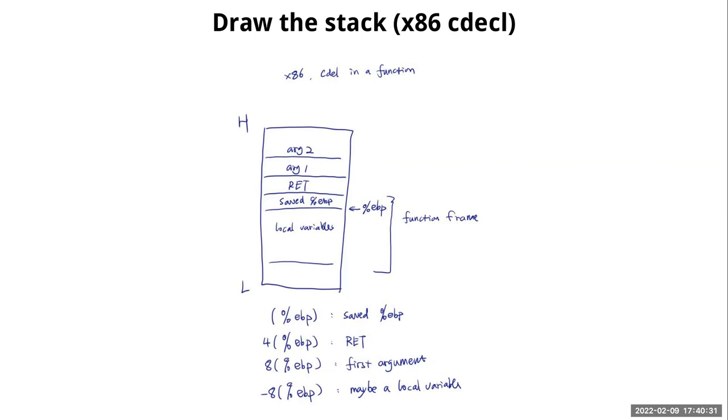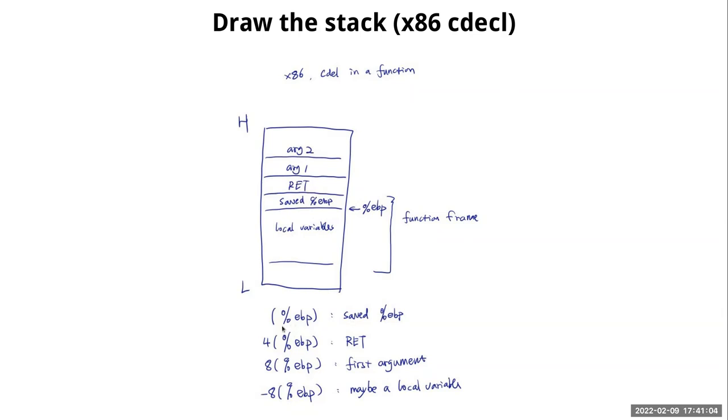So this is a figure I usually draw of the stack. On top is high address, on the bottom is low address. And we have several arguments here. For a function, there could be several arguments, argument two, argument one. Then there is a return address. Then there is a saved EBP. Then there are the local variables. So those are how we address different things.